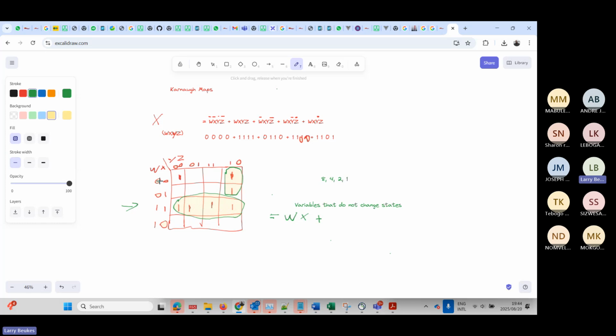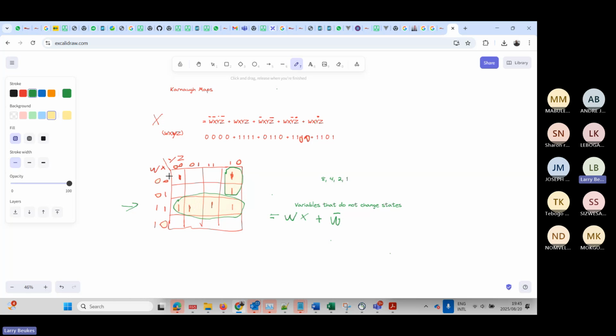This group consists of, let me use the same explanation strategy, 2 rows. In the first row, W is 0. In the second row, W is 0. So it does not change states, it remains the same, so we take W. But since W is complemented, we need to complement it. So we take not W, right? W with the value 0. Okay, great stuff. Now we jump to X.